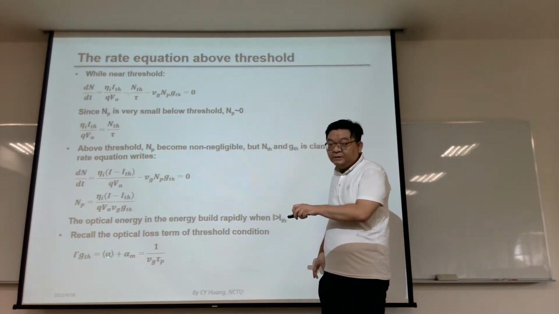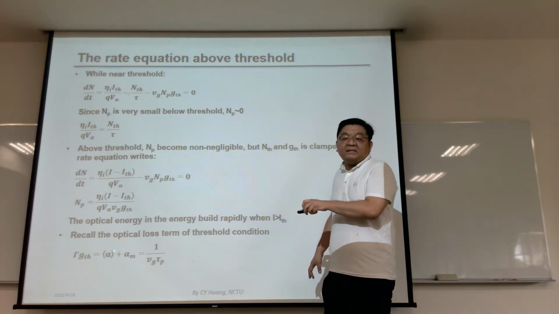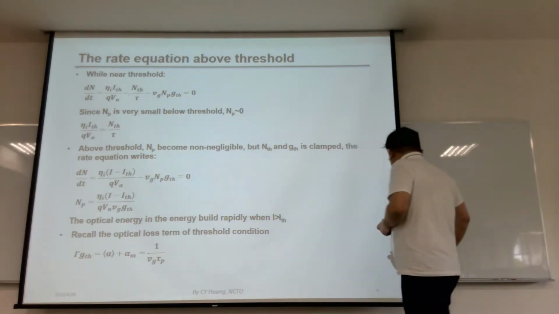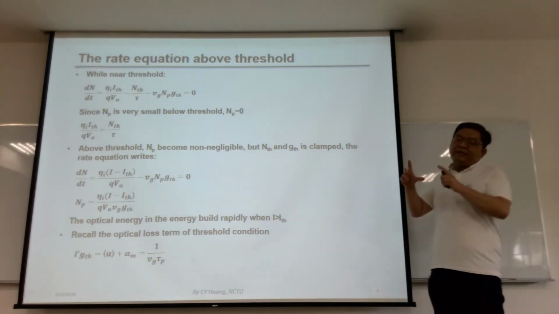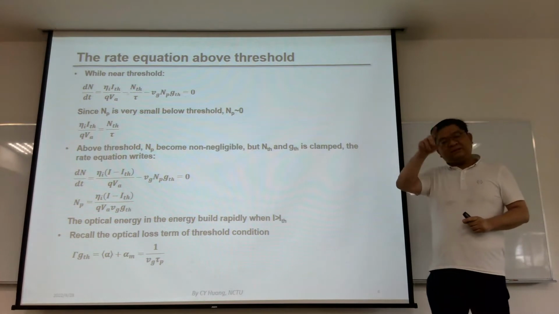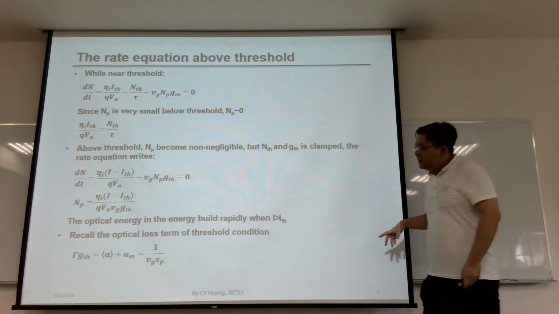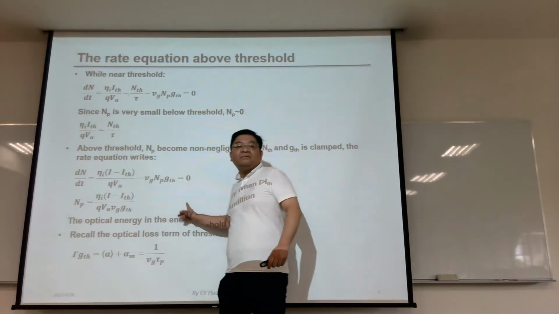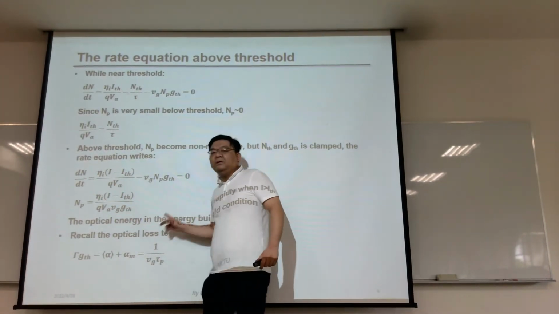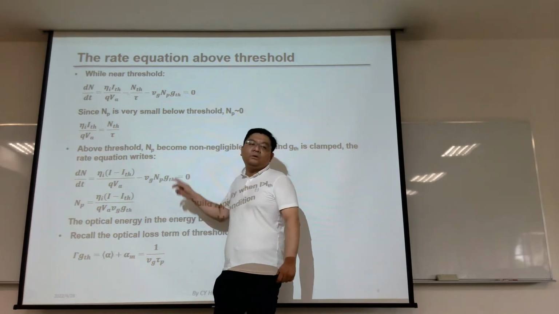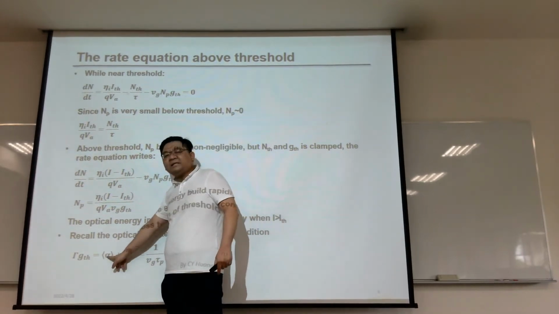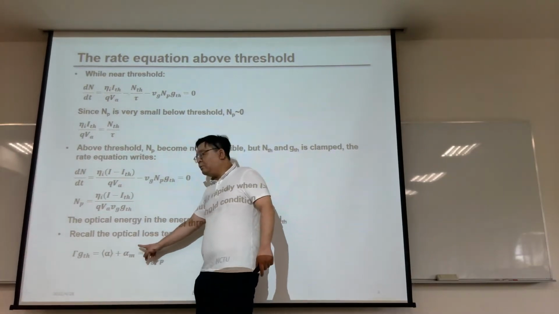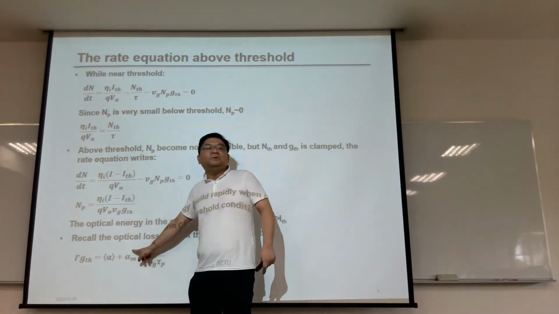Alpha i is the internal loss. Alpha m is the mirror loss. Or we have another way to describe that: alpha i is the photon loss inside the cavity, and alpha m is the photon loss outside the cavity. Because while your photons are hitting the wall, bouncing around, some of them will vanish inside the cavity, and some of them will leave the cavity. So you can measure that.